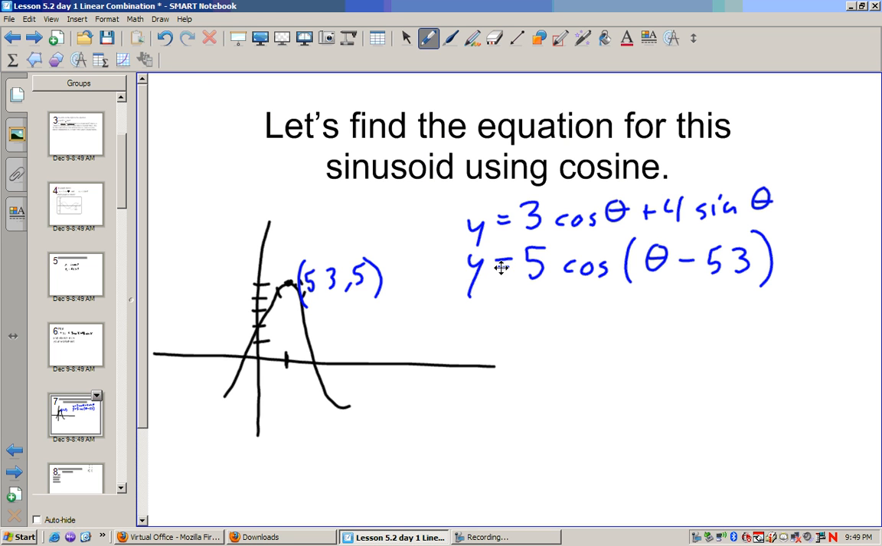Alright, now we want to see where this 5 comes from. How do we go from a 3, a 4 to a 5? Well, that's in a 3, 4, 5 right triangle. And this 53 comes from that angle on the inside there. That equals the 53.